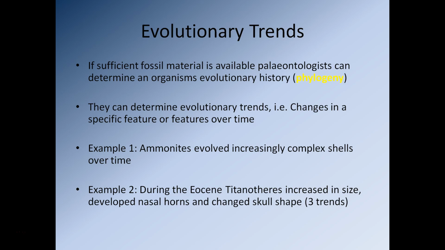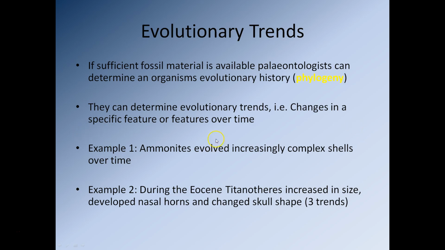So now we need to think about evolutionary trends. If sufficient fossil material is available, paleontologists can determine an organism's evolutionary history, also referred to as its phylogeny. So they can determine evolutionary trends, so changes in a specific feature or features over time.